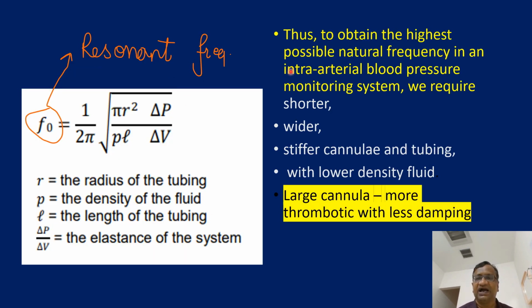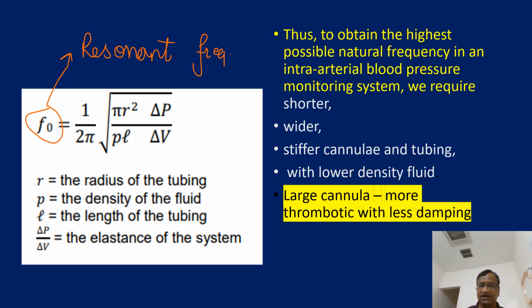So thus, to attain the highest possible natural frequency, what are the things needed? Short tube, wider tube, stiff cannula, lower density of fluid. All these things are necessary to have a higher natural frequency of the system.